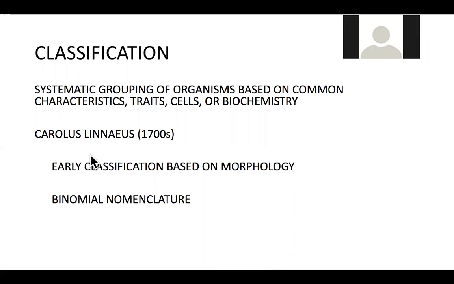Right, and so Carolus Linnaeus, his focus was primarily on plants. Why was our attention to improving classification systems turned to plants first? Why not animals? Why in the 1700s would there have been such a motivation to classify plants first?